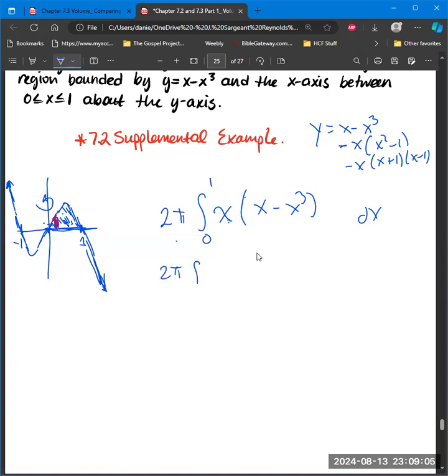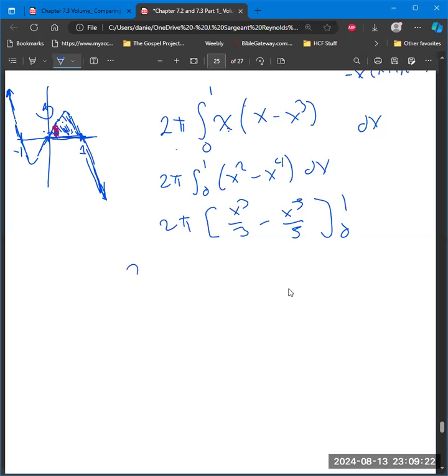So 2 pi, 0 to 1, this is x squared minus x to the 4th dx. 2 pi, then we get x cubed over 3 minus x to the 5th over 5, from 0 to 1. That is going to be 2 pi times 1/3 minus 1/5. And then those are all zeros, I'm not worried about them. 2 pi times 15 thirds minus 3.